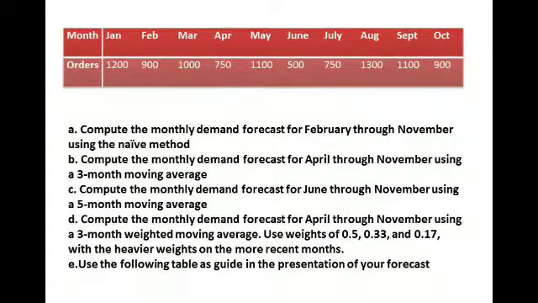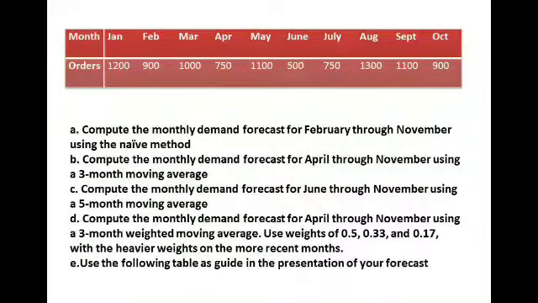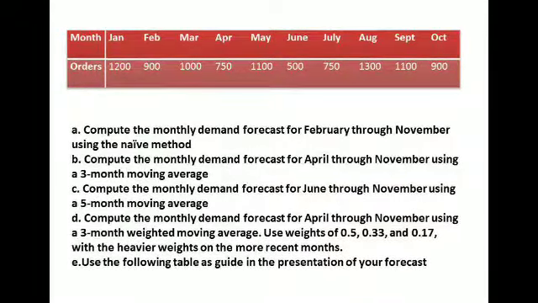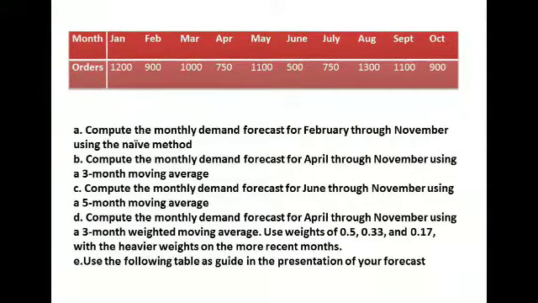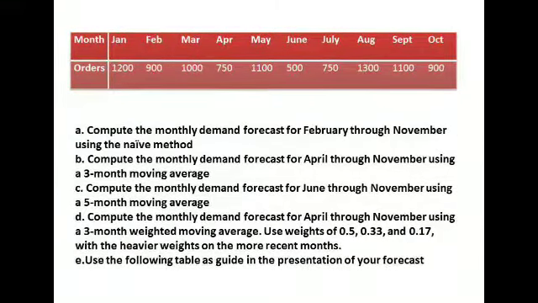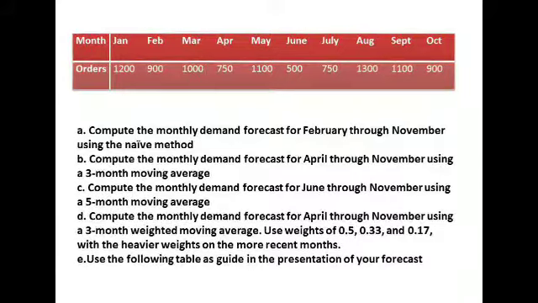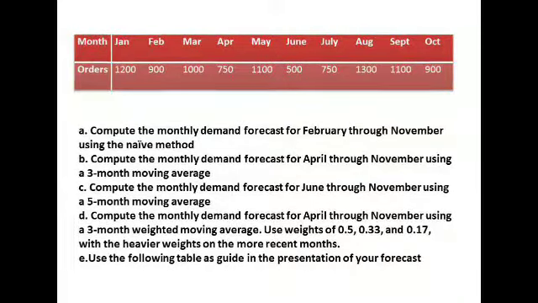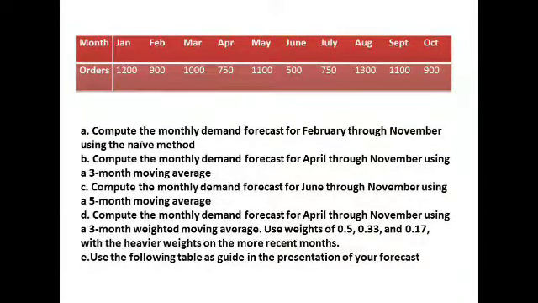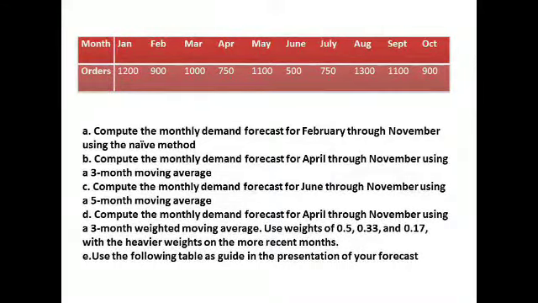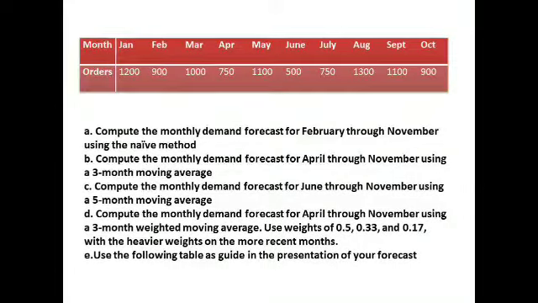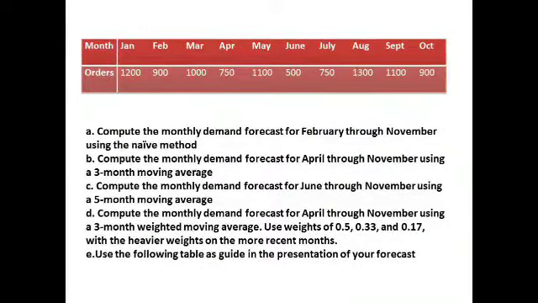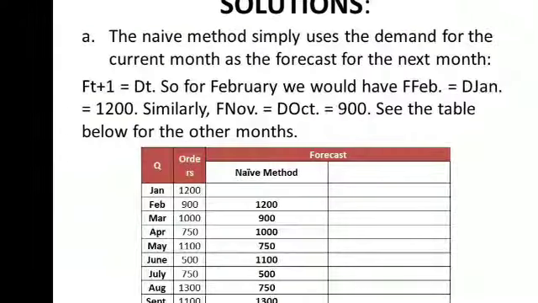D. Compute the monthly demand forecast for April through November using a 3-month weighted moving average using weights of 0.5, 0.33, and 0.17, with the heavier weights on the more recent months. E. Use the following table as a guide in the presentation of your forecast.